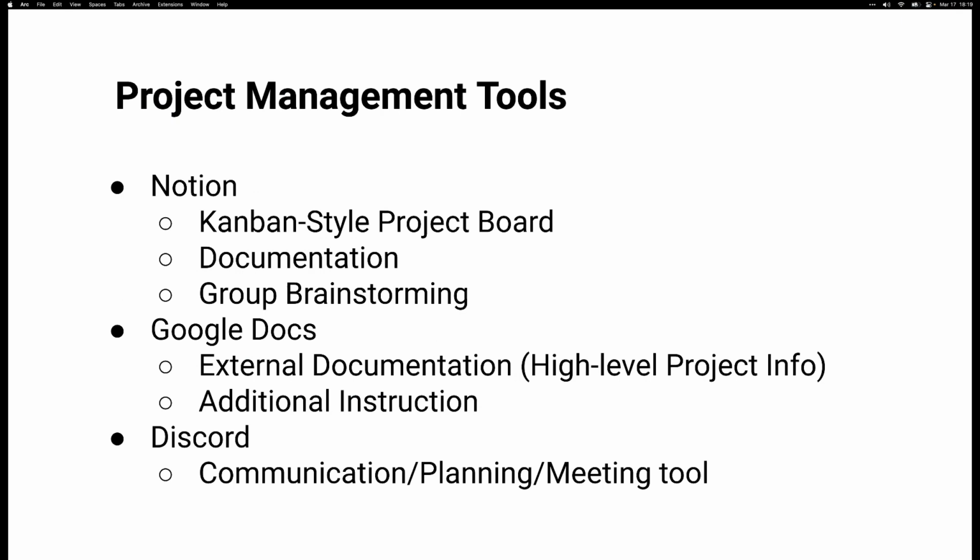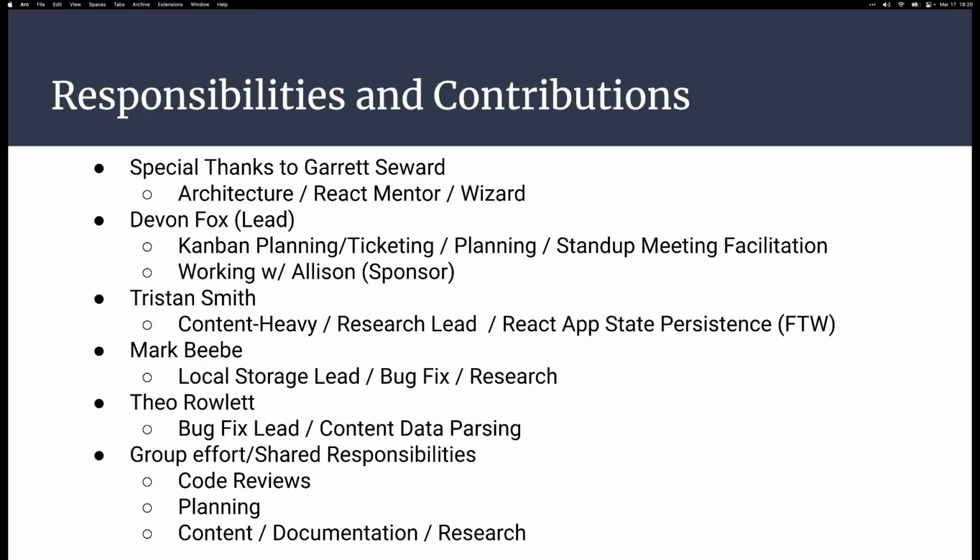Notion was a great tool. It allowed us to combine brainstorming, documentation, and a project board all within a single app. So that was really good. Google Docs, if we wanted something to be externally presentable or if we were providing additional use instructions, was really good for that. Discord, like we already talked about, was pretty much how we communicated with each other and stayed on track, and was really useful for that.